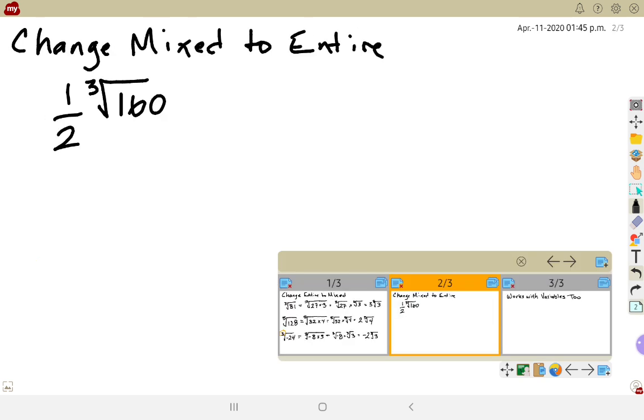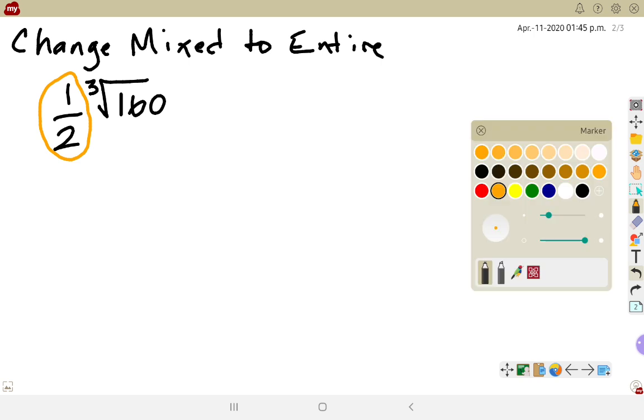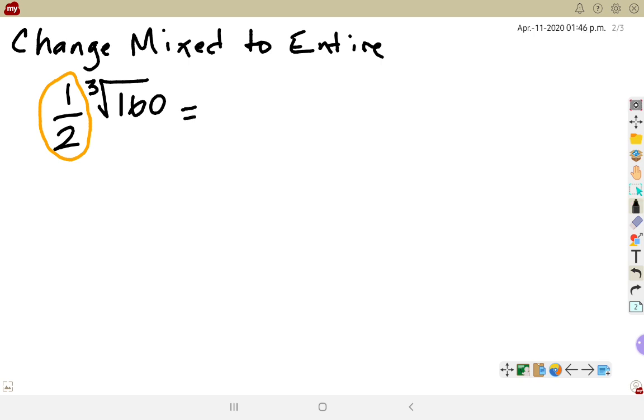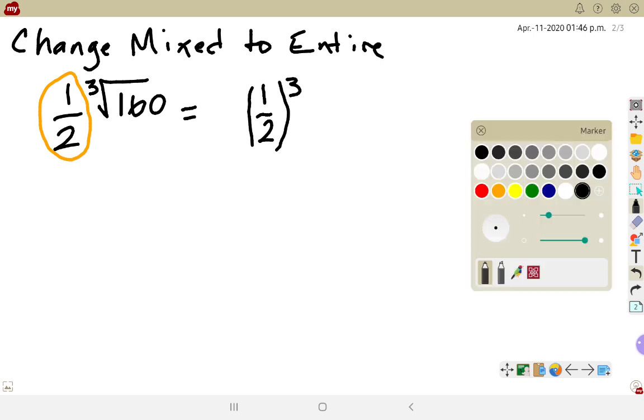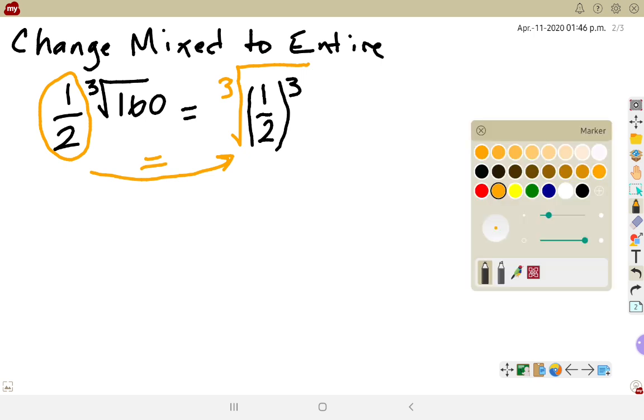Okay, we'll do a couple where we go from mixed back into entire. So like we did with an index of 2, I have to take this 1/2 and I need to put it underneath of a cubed root symbol. In order for me to put it under a cubed root symbol, I have to first raise it to an exponent of 3. So I'm going to cube it, and then at the same time take the cubed root of it. That way it is still equal to 1/2. I have to keep the same value.